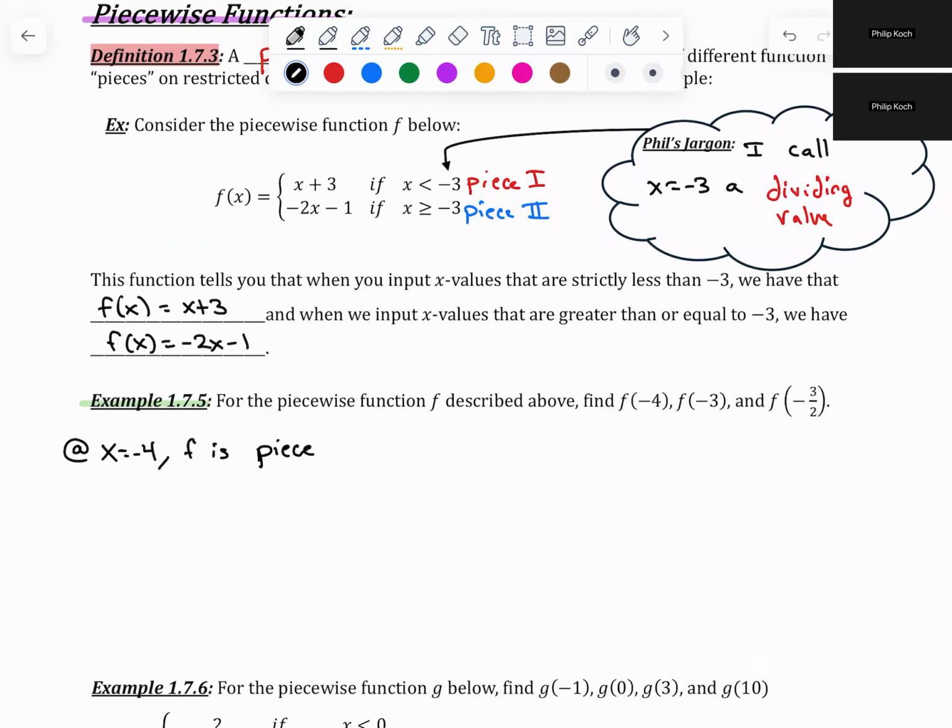Be careful. I'm glad you mentioned this happened because for every problem, be very careful about reading the intervals. The convention is to go from less than to greater than, but some textbooks and some problems will change it up. They'll do greater than and then less than. So -4 is less than -3. It is more negative. It is further to the left. So we're in piece 1. That means f of -4 is going to be plugging into the top function, piece 1. So that'll be -4 plus 3, which is -1.